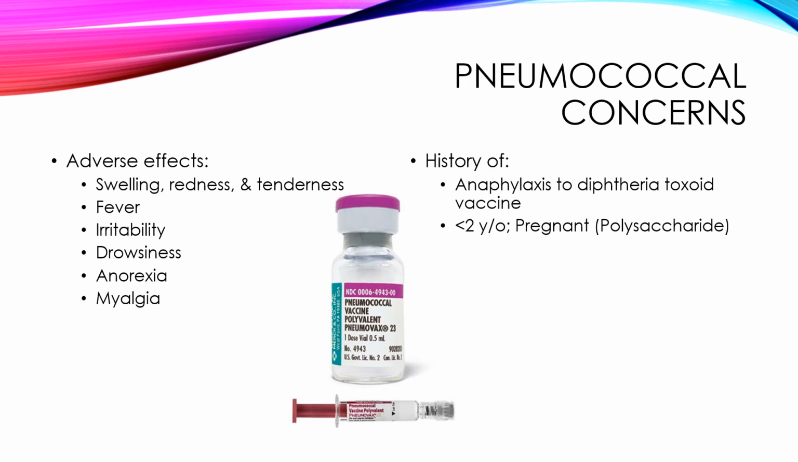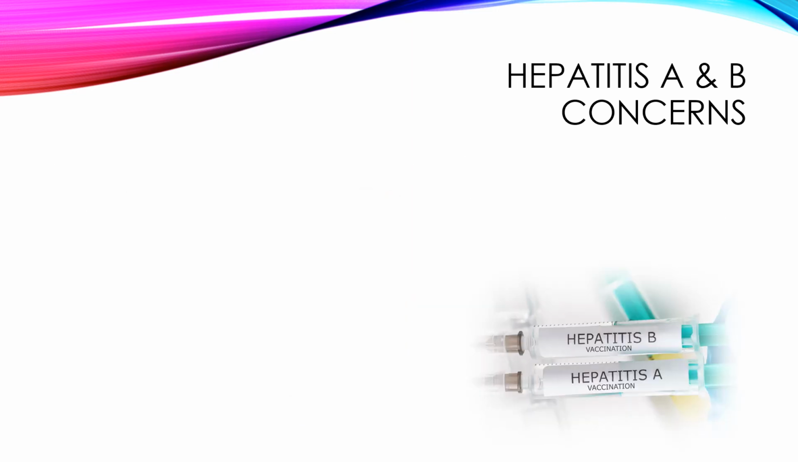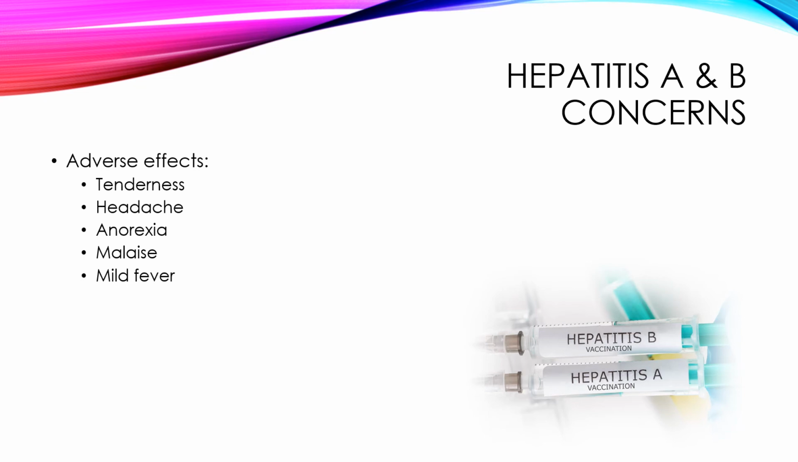If they have a history of anaphylaxis to the diphtheria toxoid vaccine, so the Tdap, if they have a history of issue with Tdap, they might also have an issue with the pneumococcal vaccine. Children less than 2 years old, or if they are pregnant, then they might need to get the polysaccharide version of pneumococcal vaccines. Hepatitis A and B can include concerns of tenderness, headache, anorexia, malaise, and mild fever.